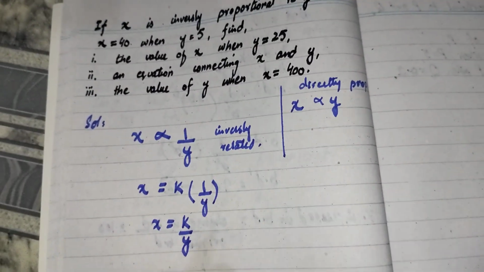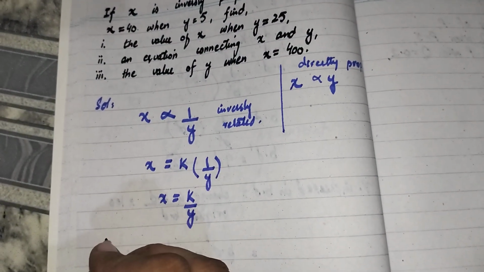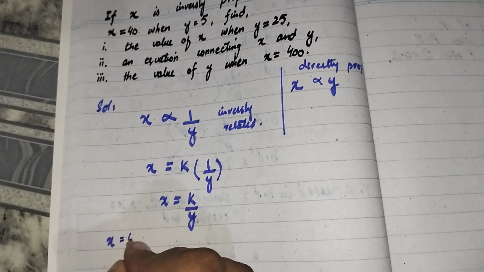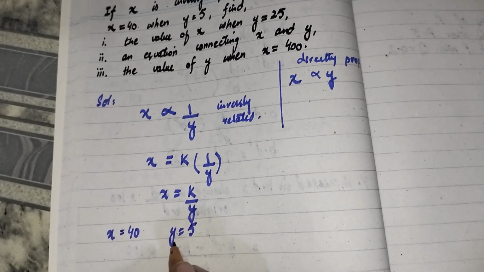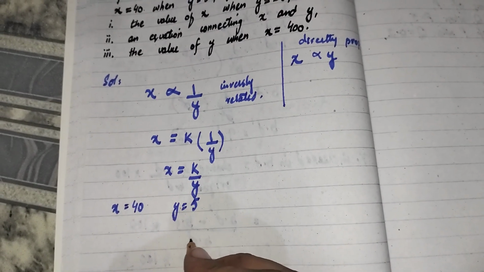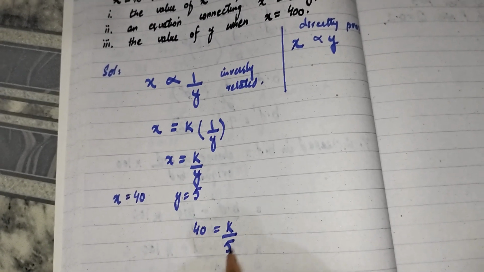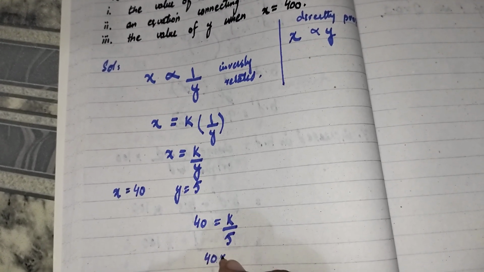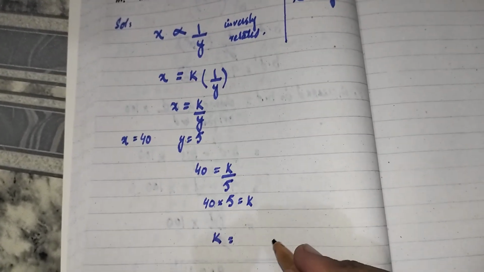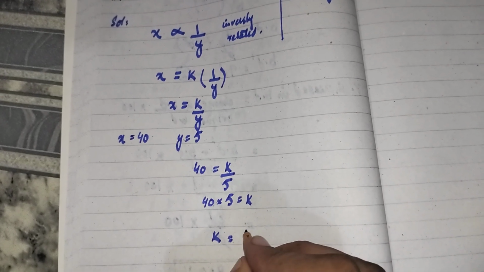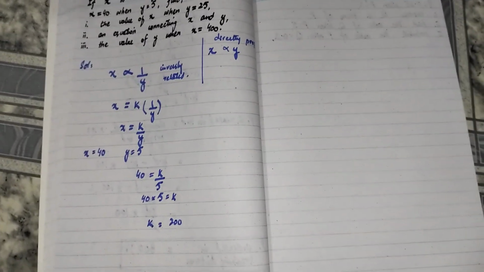Now we have to find the value of k. To find the value of k, we have x is equal to 40 and y is equal to 5. When x is 40, at that time y is 5. So by putting the value, we will find the value of k. X is 40, k upon 5. So 40 into 5 is equal to k. So 5 tens are 50, 5 fours are 20, that is 200. The value of k will be 200.